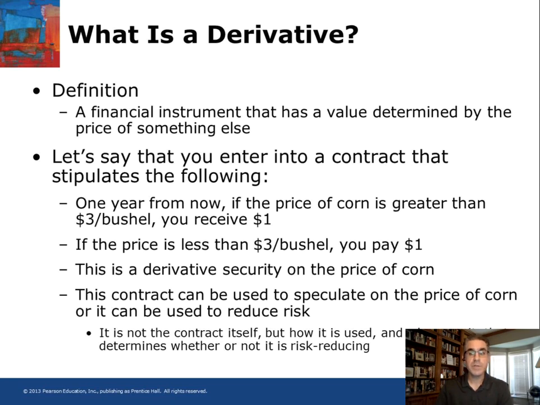Broadly defined, a derivative is a financial instrument that has a value determined by the price of some other kind of asset or security. In other words, it derives its value from something else. A simple example is shown on this slide.